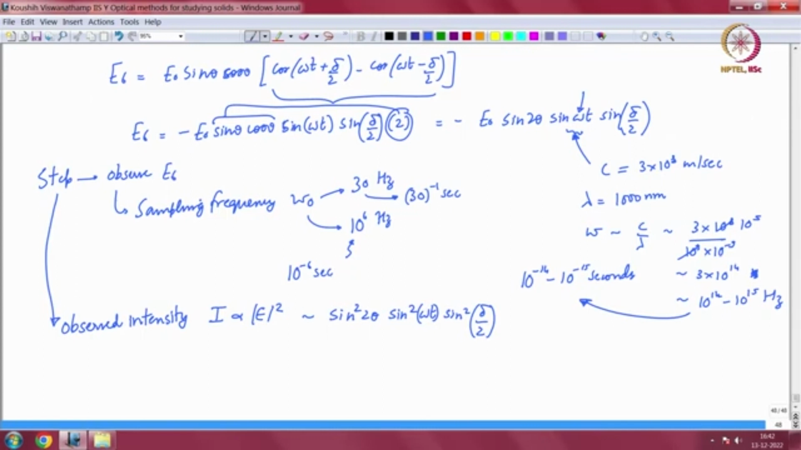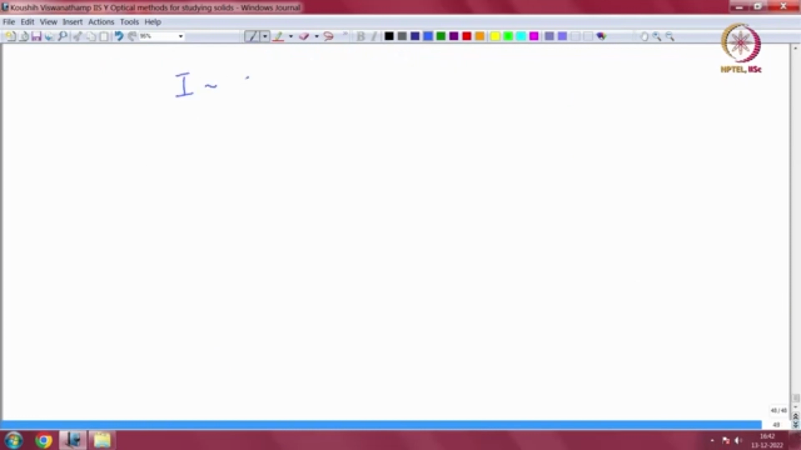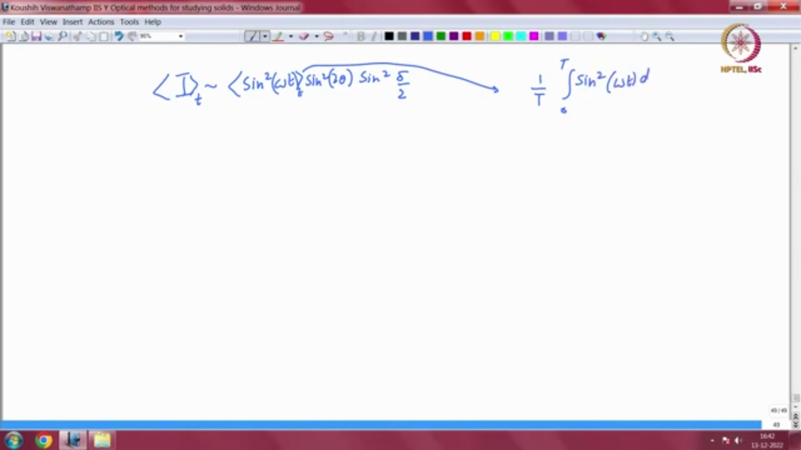And because the time scale of observation is much larger than the time scale of this oscillation, what you are going to actually observe is some averaged I, averaged over a time period of oscillation of the signal. So if you do that, again let me rewrite this on another page. So you have I goes like sine square omega t sine square 2 theta and sine square delta by 2. What you are actually observing is a time average. So the only thing that you have to time average here is the sine square omega t. So the time average of this is 1 by T integral over T, T being a time period or several time periods, it does not matter, it will cancel. This will give you some constant value pi or whatever, does not matter, it is a constant.